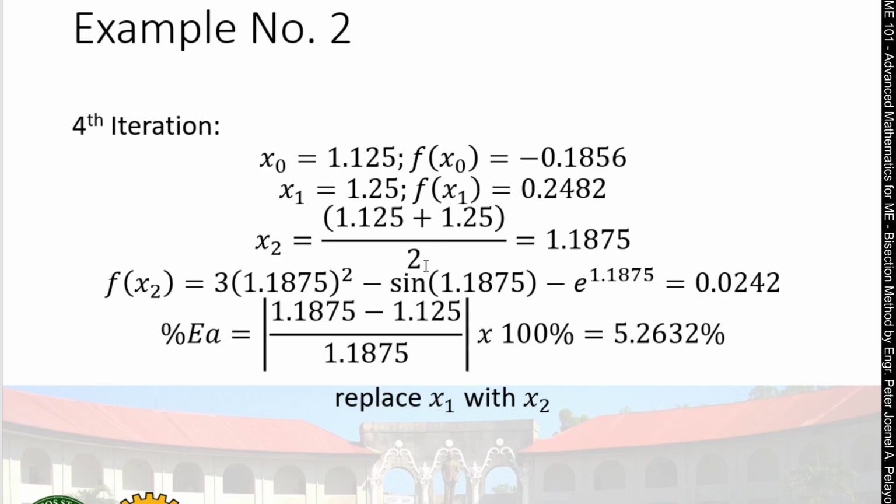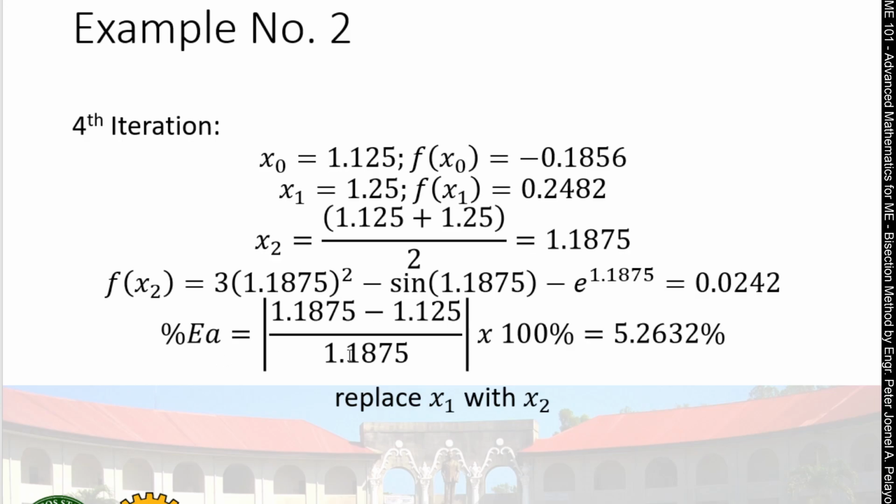So, x2 is 1.125 plus 1.25 over 2. So, average lang or midpoint: 1.1875. And then, substitute na natin ito dun sa function. So, kabisado na kayo mag-substitute kasi pinakita ko naman from first to third. Makukuha natin is 0.0242. Okay?